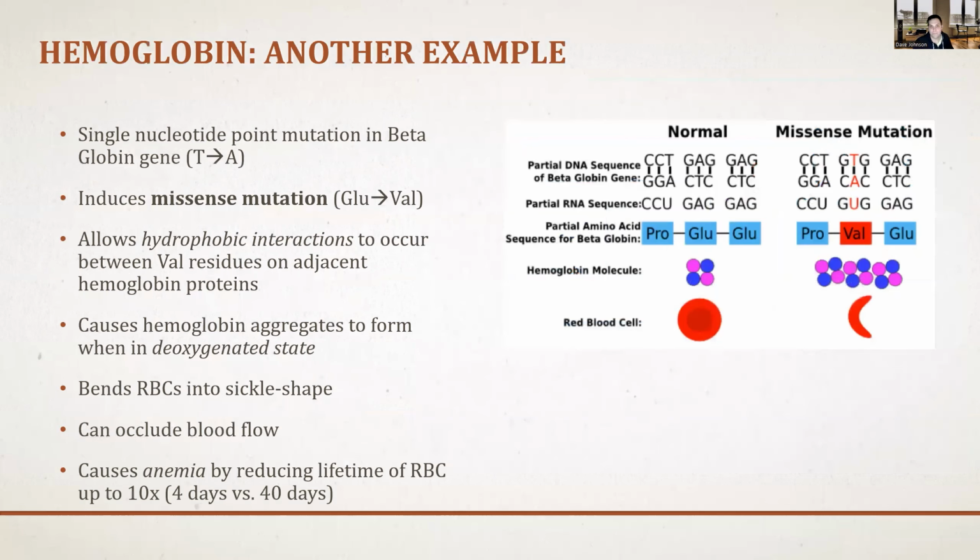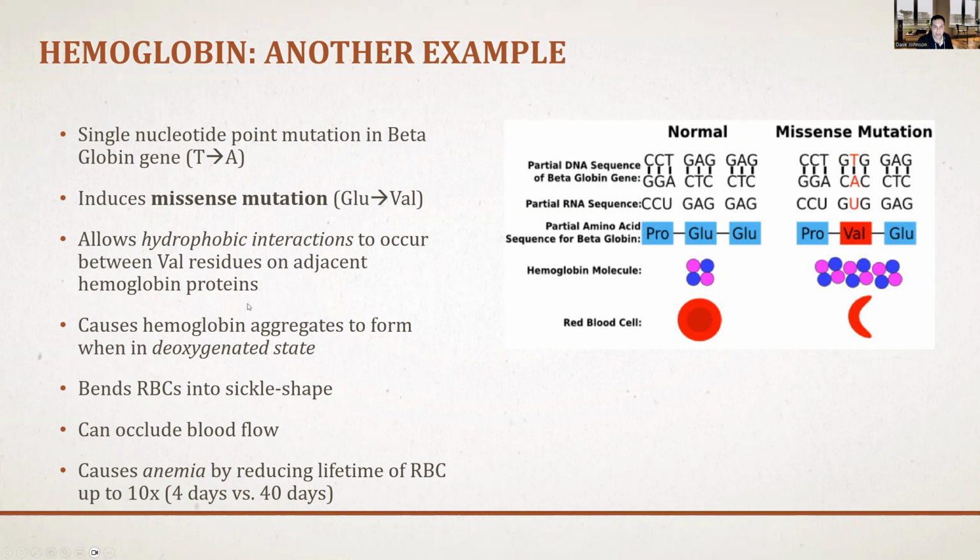So in hemoglobin, all right, you can get a single nucleotide point mutation in the beta globin subunit. Okay, so you've got alpha globin and you've got beta globin. And in order to make an appropriate hemoglobin molecule, you need 2 alphas and 2 betas. This single thymine to adenine point mutation causes a missense mutation where a glutamic acid becomes a valine. Okay, so it should be pro-glu-glu. Here you get proline, valine, glutamic acid, and you end up with this single problem.